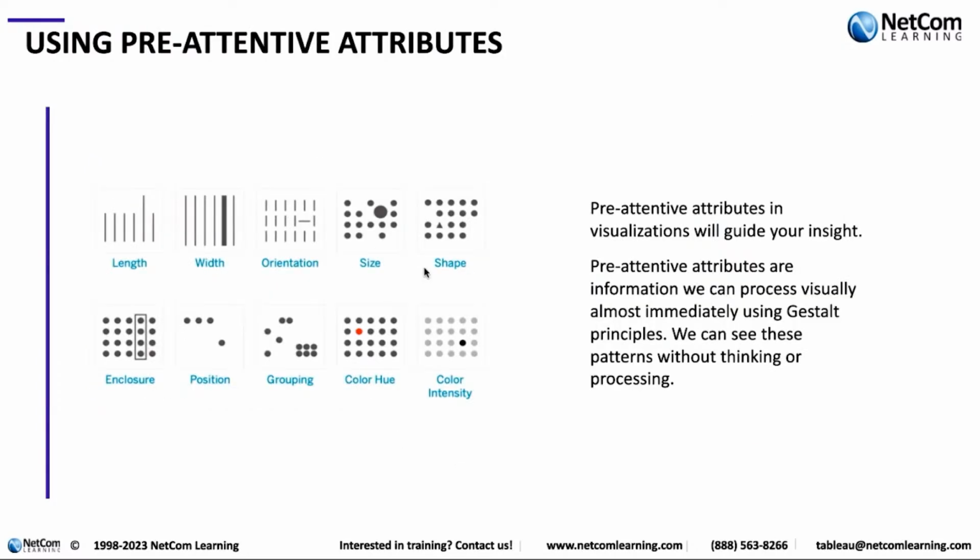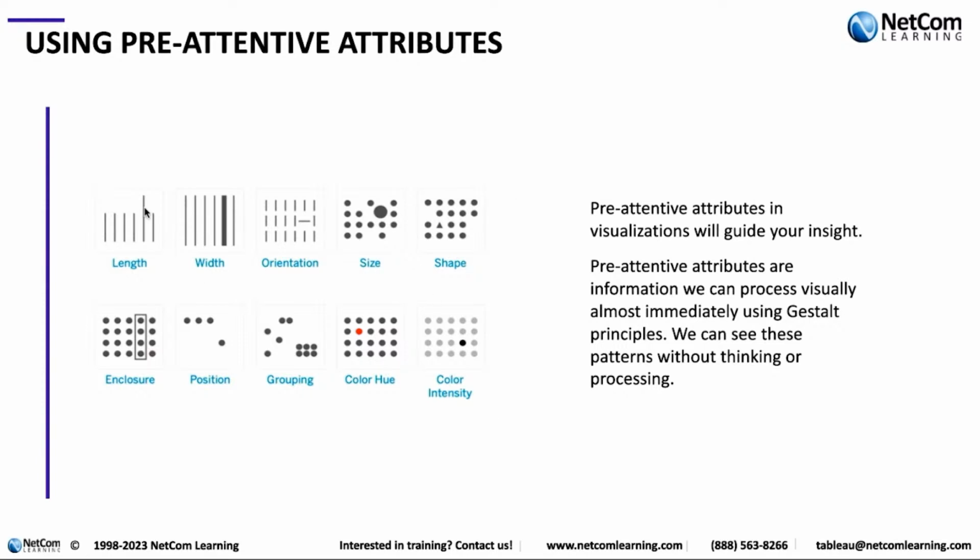So we can use pre-attentive attributes to create a visualization in a way that draws insight. Pre-attentive attributes are information we can process visually almost immediately using what we call the Gestalt principle, and we can then see patterns that are basically the key to our insights. These are a few examples.